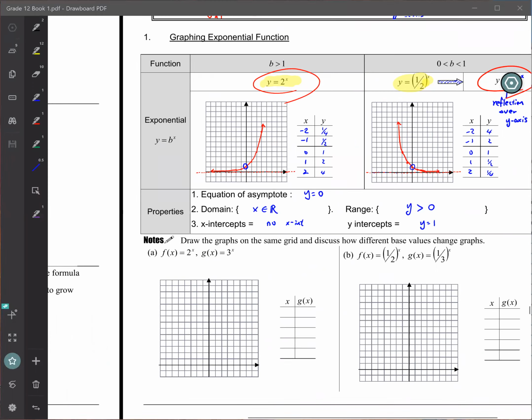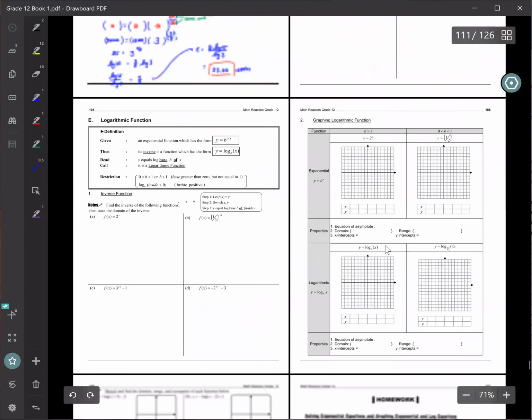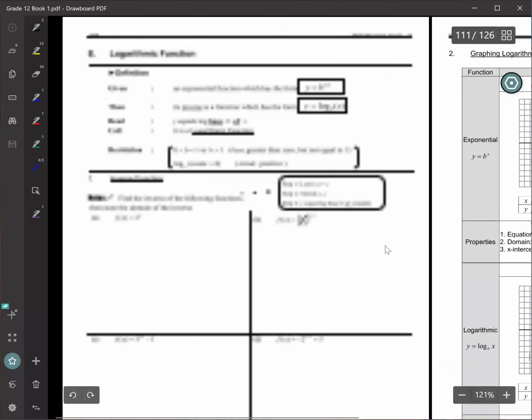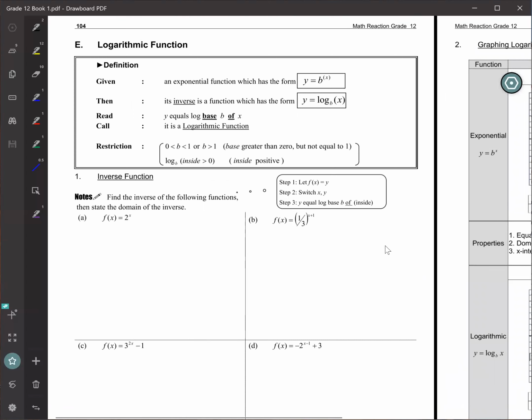All right, so let's take a look. Go back to page 104 now. Okay, so the connection between log function and exponential function is they are inverse. Okay, so that's the key word.